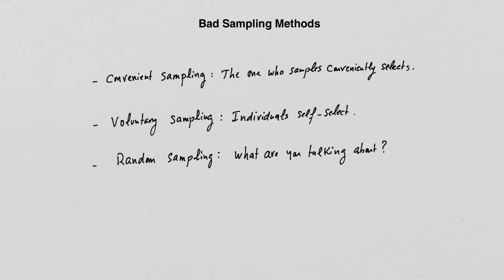I'm going to start with bad sampling methods. And there are plenty out there, but I'm going to share 3 with you. These are the ones you see most. First one is convenient sampling. It says the one who samples conveniently selects.